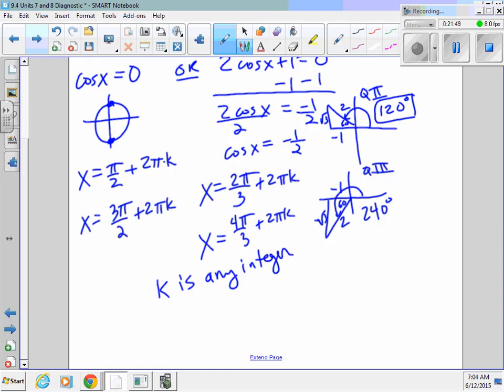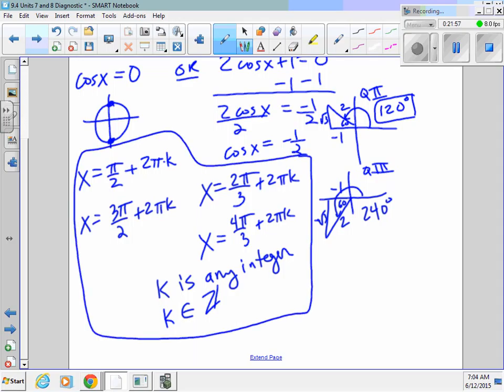Some of you like to not write all that out. K is in the set of all integers. So you can write it out in symbols or in words. I don't really care. Some of you are symbol aficionados and you like the symbols. Some of you don't like symbols. Do it either way. I don't care.